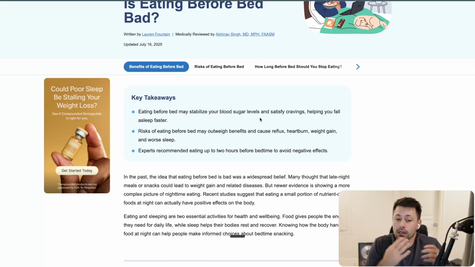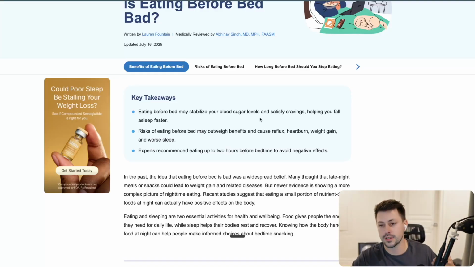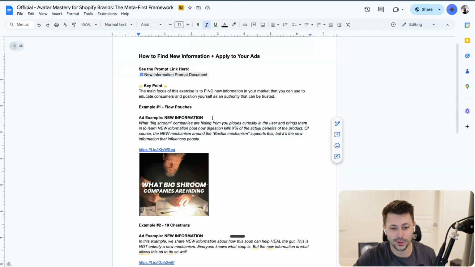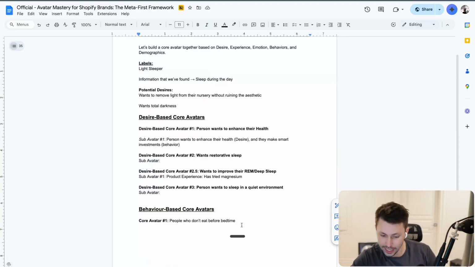And so we're not lying by saying, obviously, you shouldn't have a Big Mac before bed, which I'm pretty sure everybody would agree with. But the point is, we could say, hey, it's not that you have to cut out eating completely. You just have to cut out eating the wrong things, right? And so if you, let's just say, sell a supplement that helps with sleep, you can hook someone in with that, right? What is that, guys? That is new information. We're using the mechanism to go after the avatar.